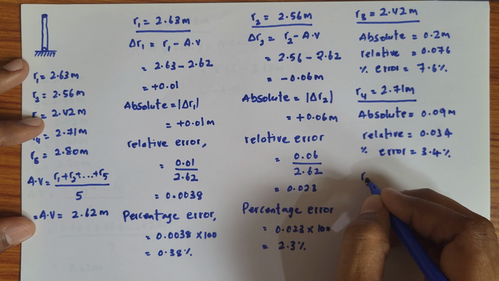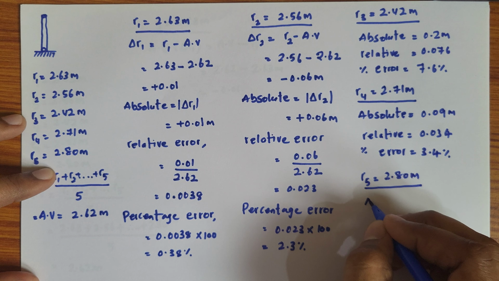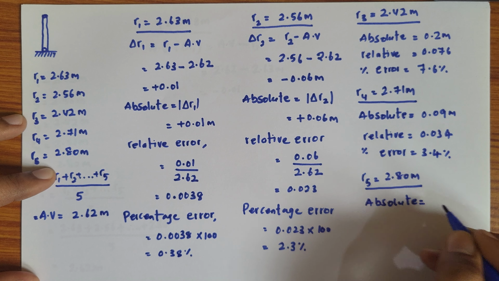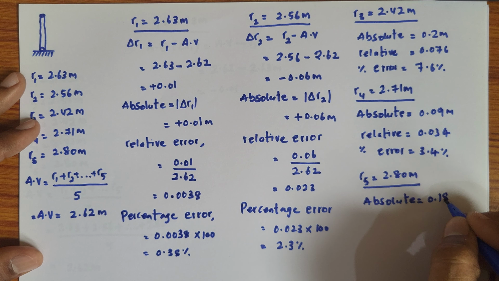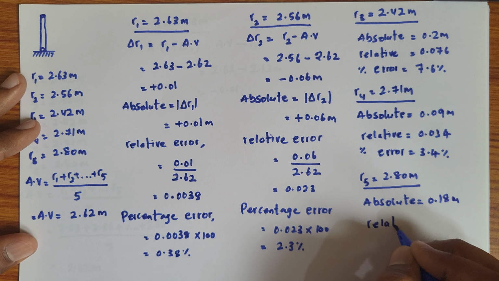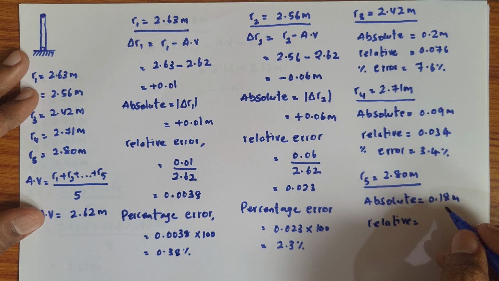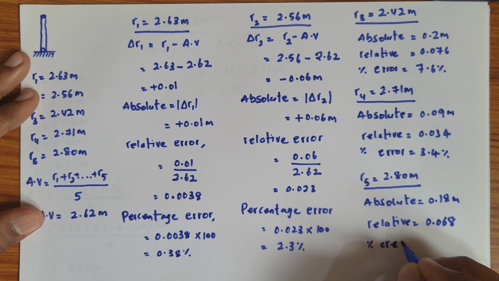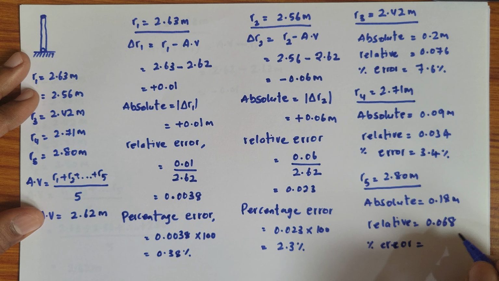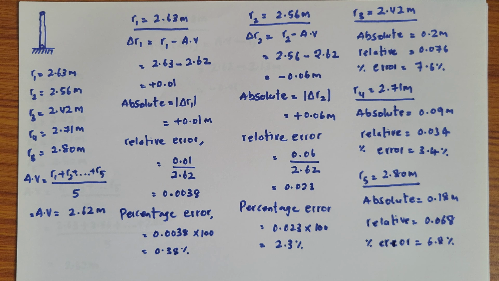Now for R5, R5 value is 2.80 meters. Now what will be the absolute error? Absolute error will be 2.80 minus 2.62. It is going to be 0.18 meters. What will be relative error? Relative error means 0.18 divided by 2.62. It is going to be 0.068. Percentage error will be equal to 0.068 into 100. It is going to be 6.8%.